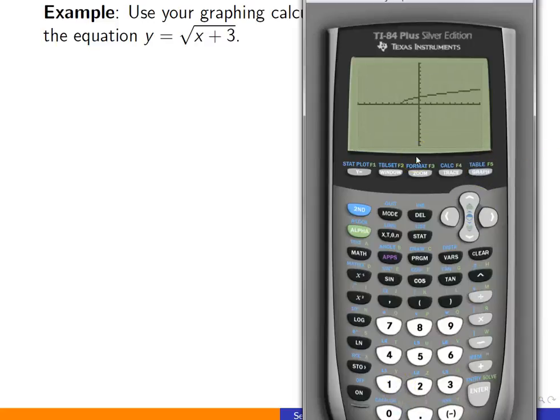And we can see the graph of that square root function. So it looks like we've taken that original square root function and we've shifted it over to the left corresponding to that plus 3.